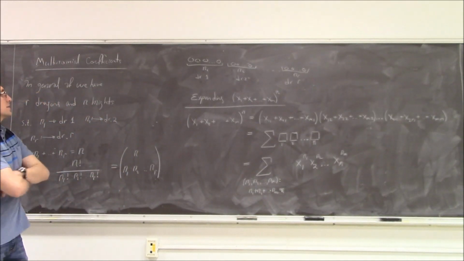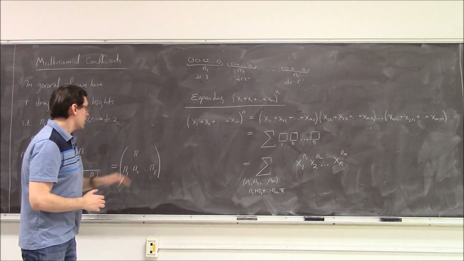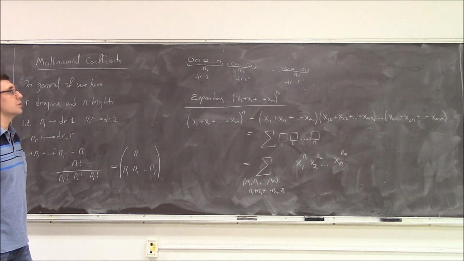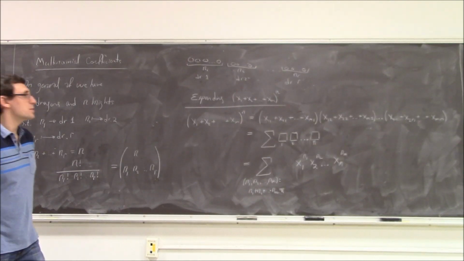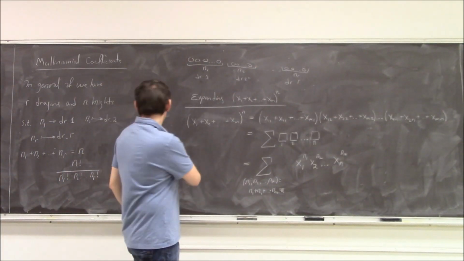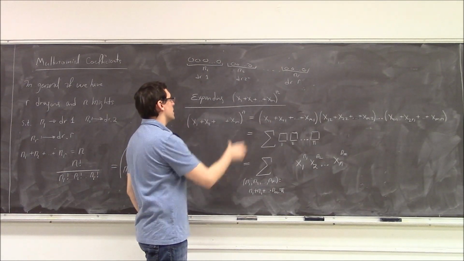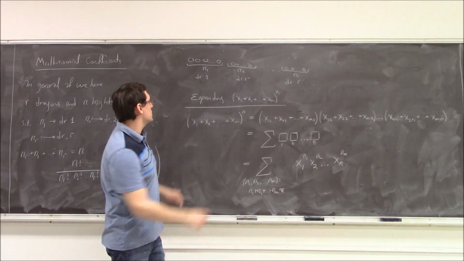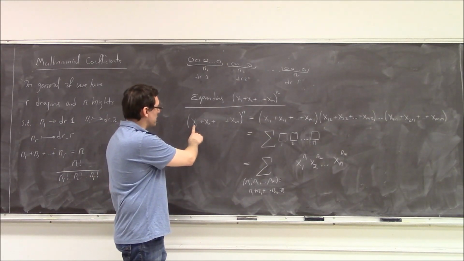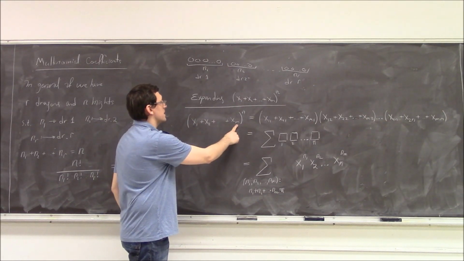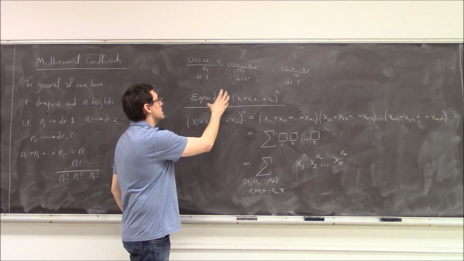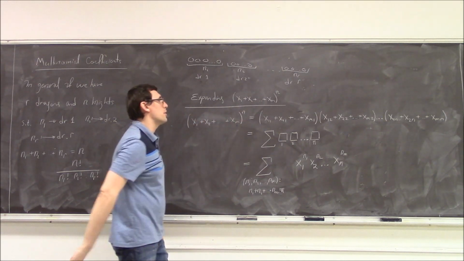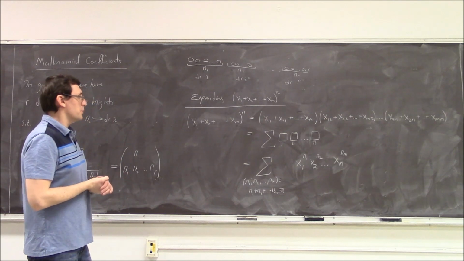So why is this expression called a multinomial coefficient? Let's try to see how this expression helps us expand a multinomial product. So you have a bunch of variables x1 through xm, and we raise the sum of the variables to the power of n. How will we accomplish that?